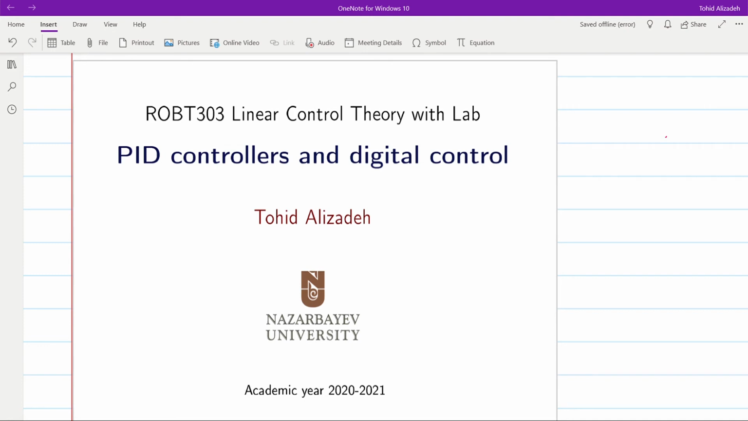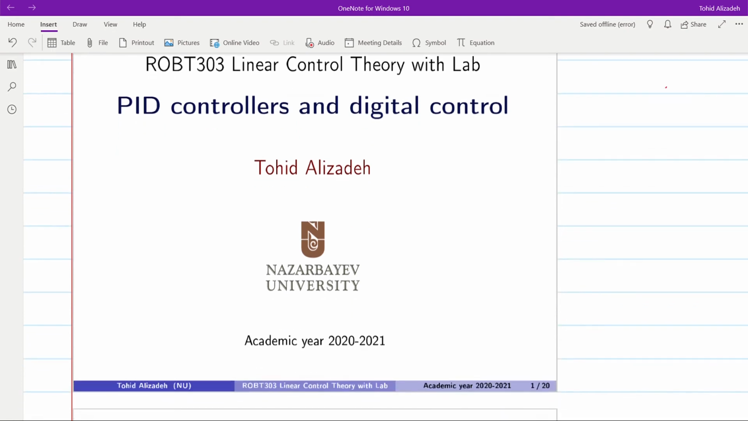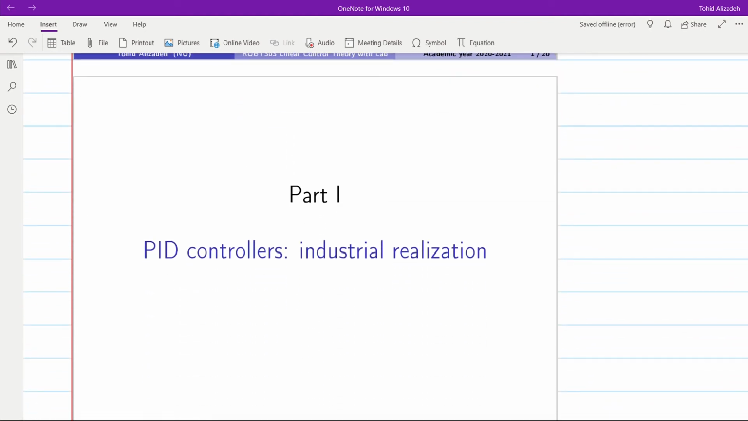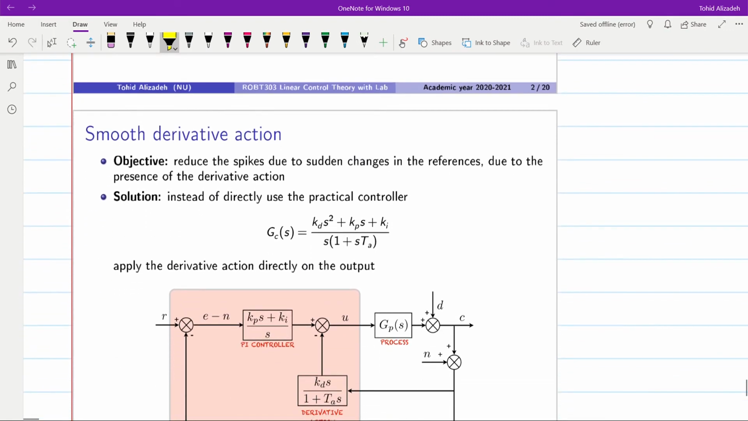Hello everyone. In this video we are going to talk about the PID controllers and how they can be realized in industrial applications. So we will focus on the industrial realization of the PID controllers in this video. We will first start by talking about the derivative action and how we can make the derivative action more smooth.